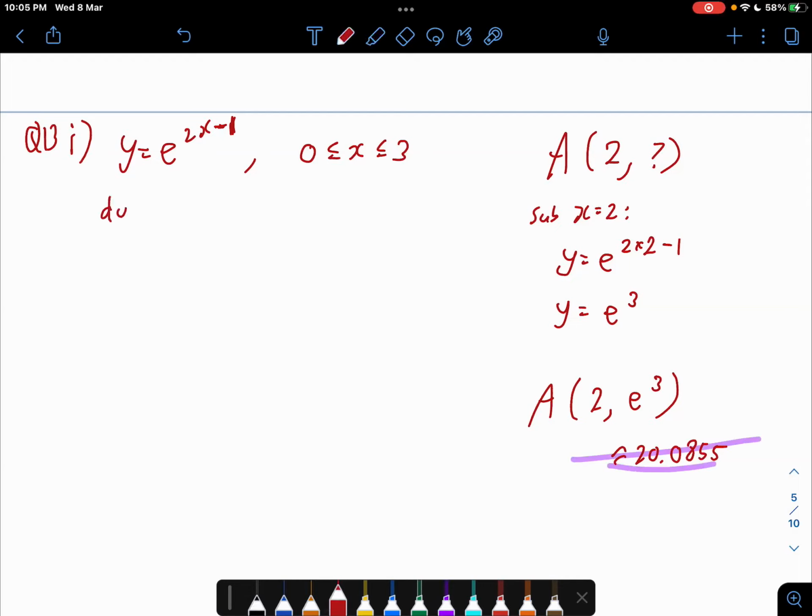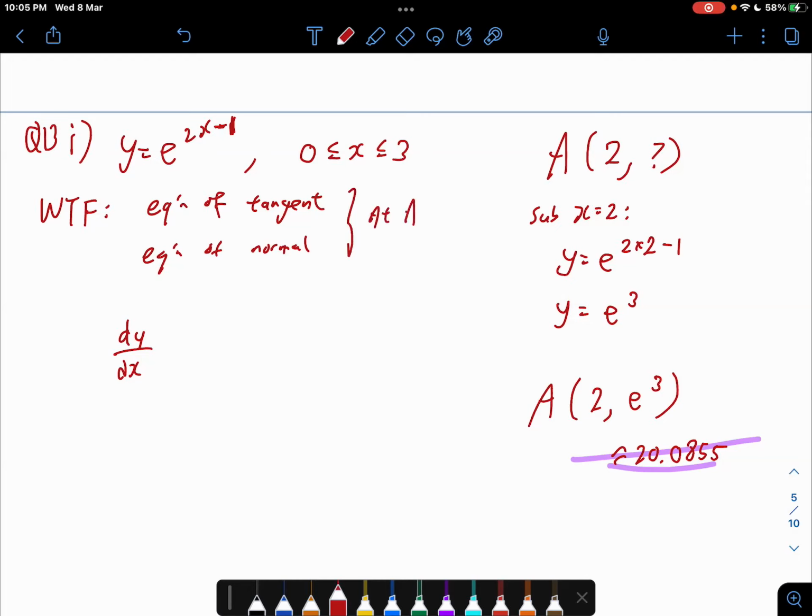Let's try and find the, what's our objective again? Maybe we should write this down. Equation of tangent. This is not a rate of change question. Equation of tangent and equation of normal, at the point A, 2, e cubed. Okay, so there's an x, there's a y.